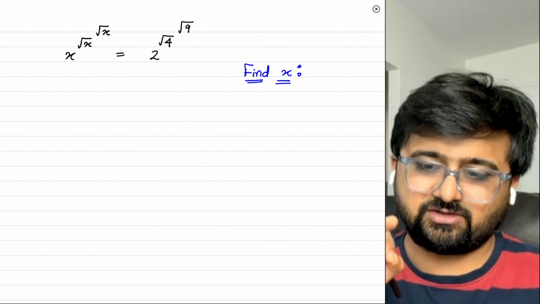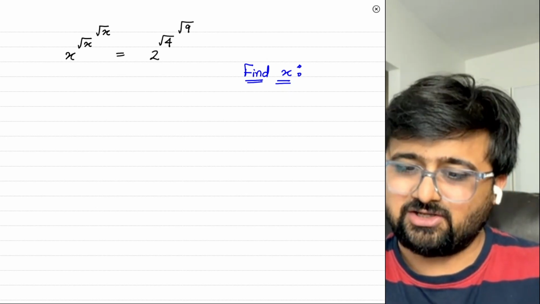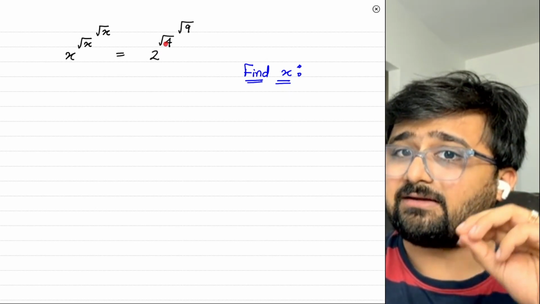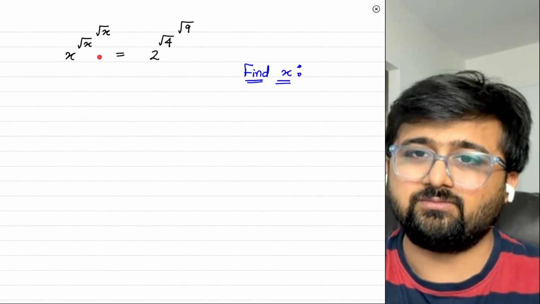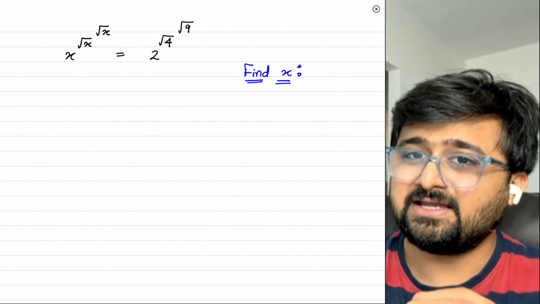This is a very interesting question that we'll be solving. In order to find the value of x here, we'll be modifying the right hand side in order to make it look like the left hand side, and then we'll compare on both the sides to find the value of x. Let's see how we'll do that.